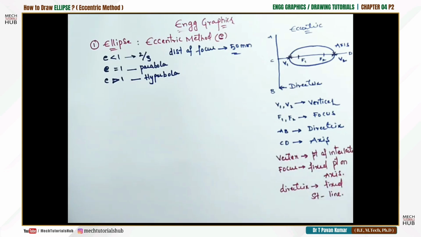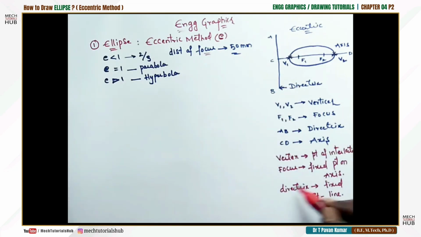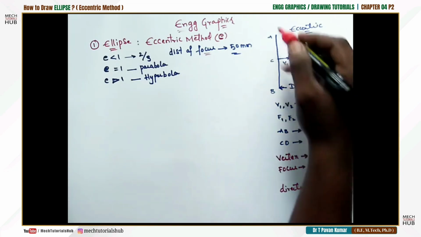In a similar fashion, a fixed point on the axis line is nothing but a focus. In a question, he may give you directly, like, the distance of a fixed point on the axis is 50 mm, which is nothing but a focus. He is talking about a focus. Similarly, a fixed straight line is nothing but a vertical line, the directrix.